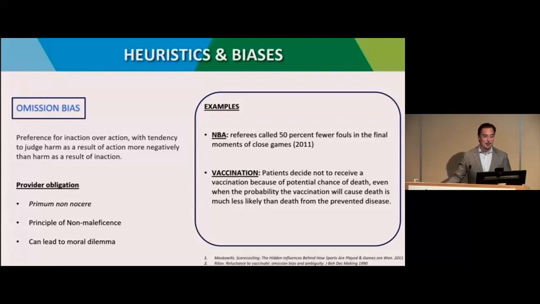We have a tendency to judge harm as a result of action more negatively than harm as a result of inaction. And understanding that implicit bias gives us some insight into those that don't want to be vaccinated, and for people that need to interact with them and potentially counsel them on why they might want to choose it. It's an insight, or if nothing else, it's an empathetic way of looking at why people make some of the choices they make in this regard.